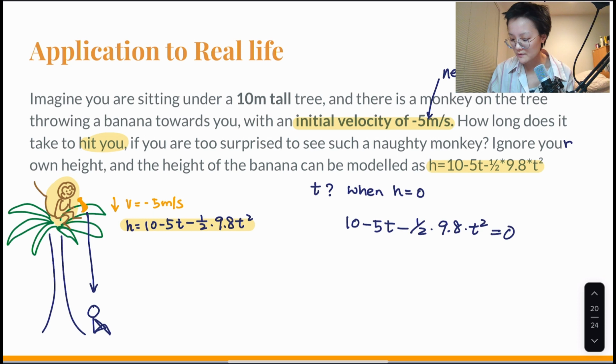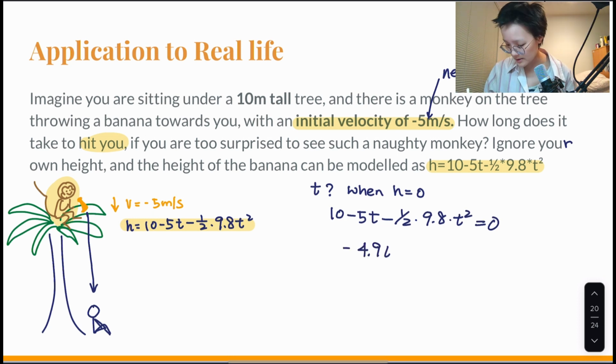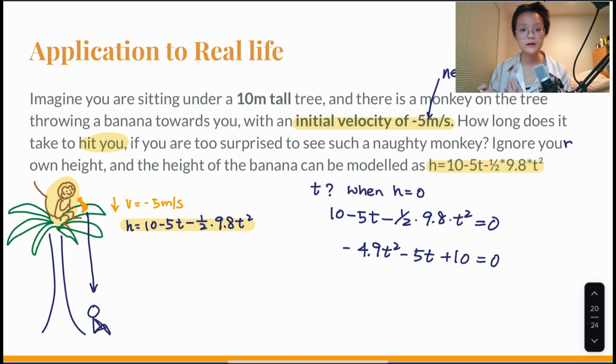So again, you just have to solve this equation here. So I just want to rearrange this into its standard form. And then which method do you want to use to solve it? Perhaps, I don't know, perhaps using that quadratic formula. Because we have this 4.9 here, it would be very difficult for us to complete the square.